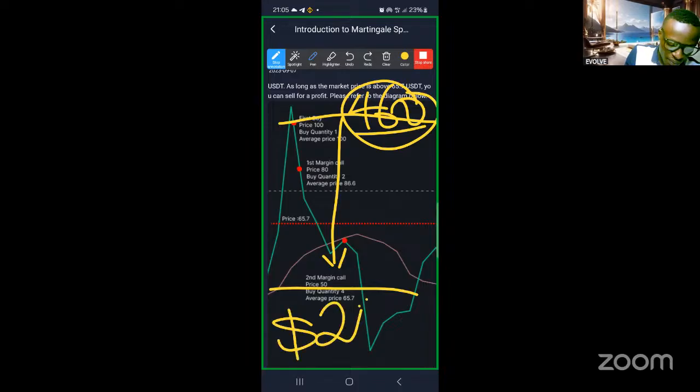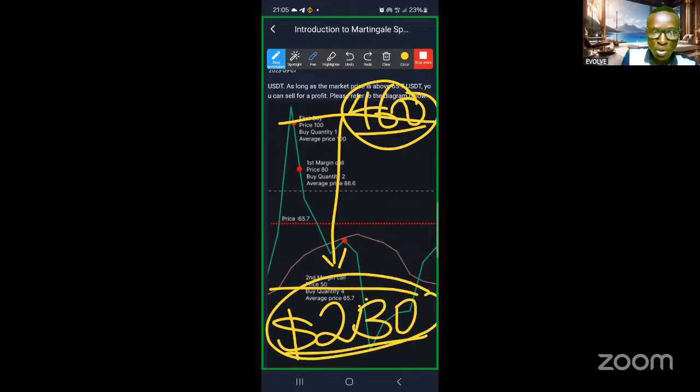$230. And they have nothing to do but wait until the market comes up, because they have entered all their money in the market at once. So they don't have more money to leverage.